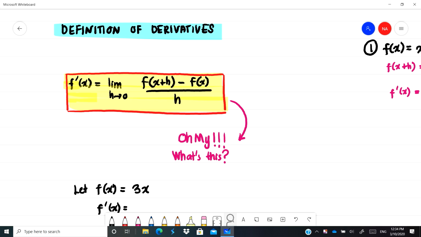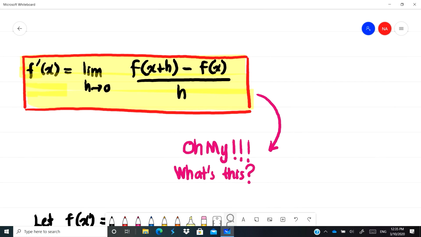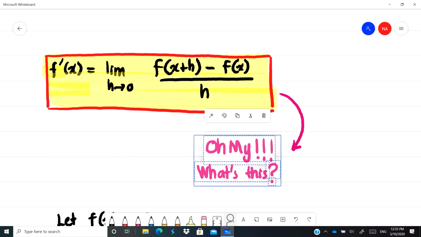Alright, in this video I'm gonna show you the definition of derivatives. So the definition is here. You have to memorize this definition. It's not given in the examination. So f prime x is given by the limit as h approaching 0 of f(x plus h) minus f(x) over h. And most of the students, when they see this definition, they kind of, oh my, what is this?